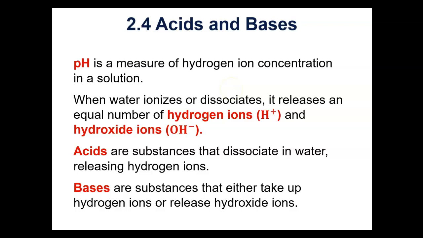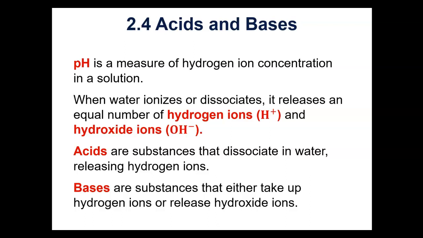So what happens when water dissociates or ionizes, when it splits up, is we know there are 2 atoms of hydrogen and 1 atom of oxygen. One of those hydrogens becomes a hydrogen ion with a positive charge, and the other one is attached to an oxygen, and together they become a hydroxide ion, OH, with a negative charge. So if it's just water dissociating, you're going to have an equal mixture of hydrogen ions and hydroxide ions, and the pH will be 7.